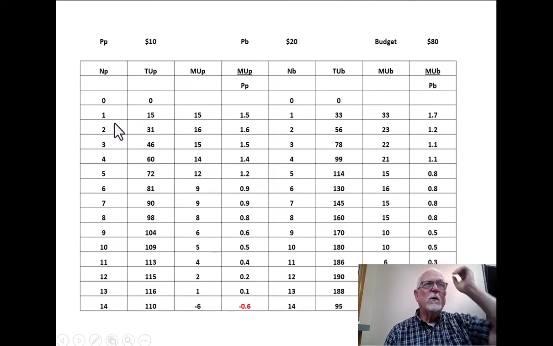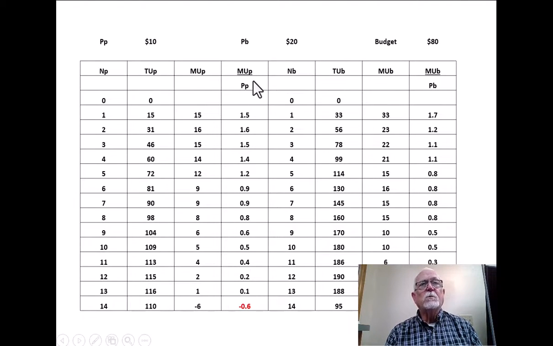So this is the number of planes, the total utility of planes, the marginal utility of planes, the marginal utility of planes per dollar spent. In other words, MUP over PP. Number of boats, total utility of boats, marginal utility of boats, marginal utility of boats per dollar spent. So that's where all this data comes from.